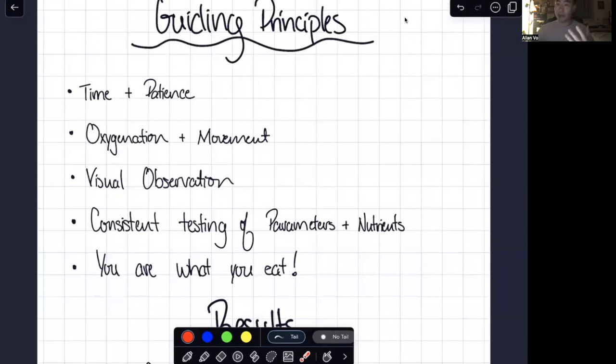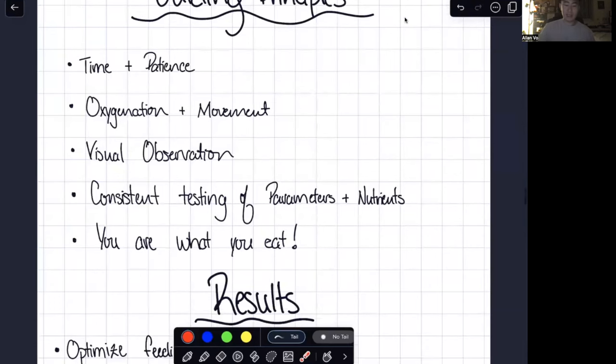Noticing how the concoction looks, how it smells on certain days, the viscosity of the water, how the water moves throughout, the clumpiness of the particulates. There's a lot of things that you can visually note and learn over time. You'll develop this innate sense the more you do it. And then also consistency in testing of your parameters and nutrients.